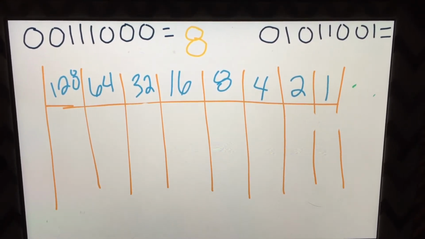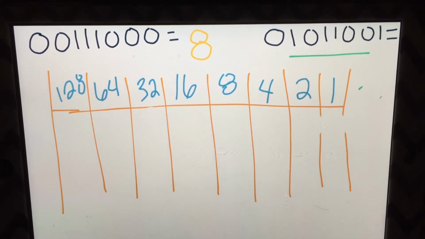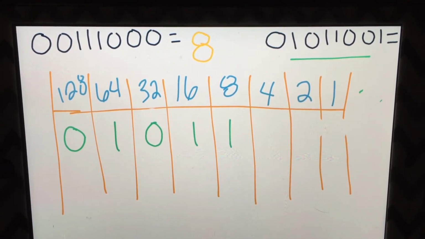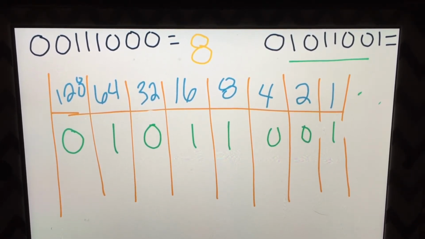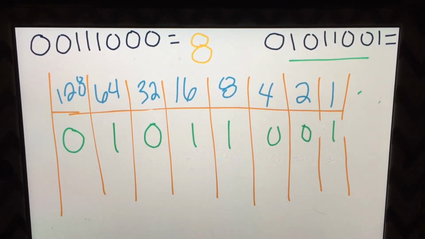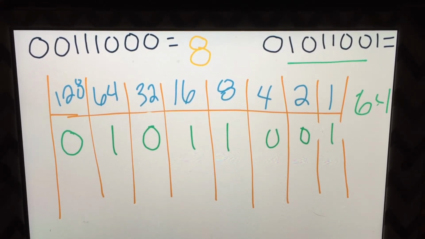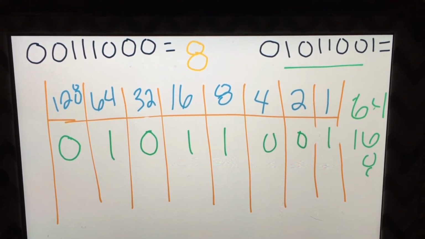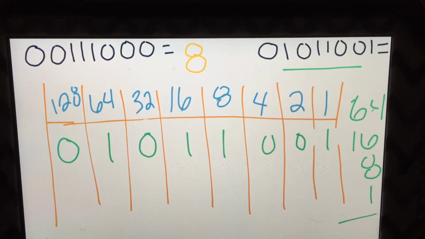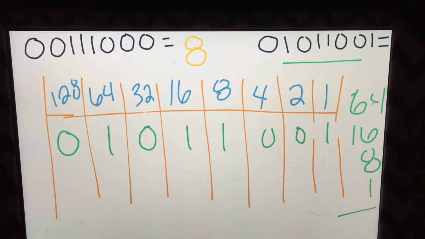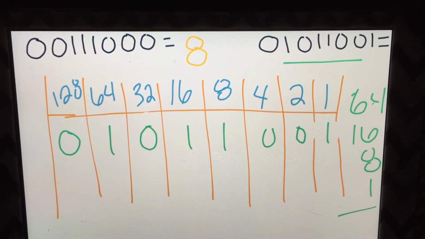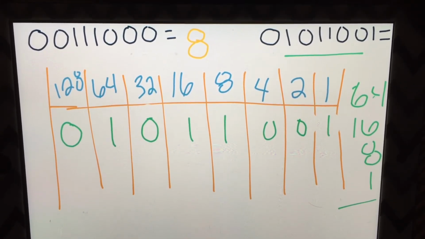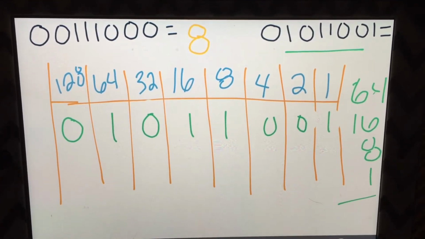Now let's take a look at the next one. Again, plug in the numbers 0, 1, 0, 1, 1, 0, 0, 1. We do not have a 128. We do have a 64. We do not have a 32. We have a 16. We have an 8. And we have a 1. If you add them together, you should get 89.